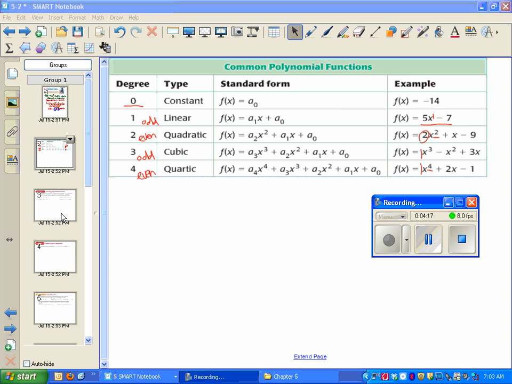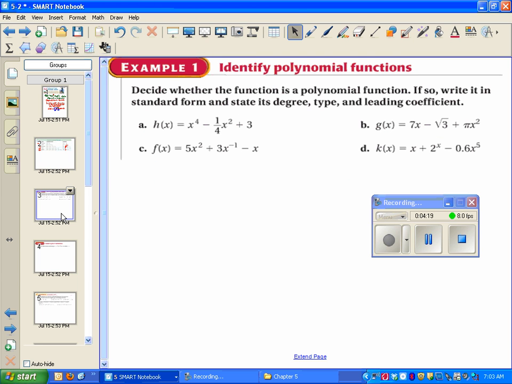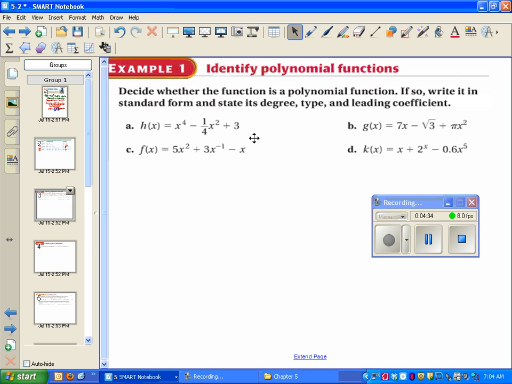Okay, so for our very first example, we're going to decide whether the function is a polynomial function, and we're going to write it in standard form, which is the exponents from greatest to least. So A is already written in standard form because the exponents go from 4, 2 to technically x to the 0. So for part A, we have degree 4, which if it's 4, it's an even number, so would be an even function.